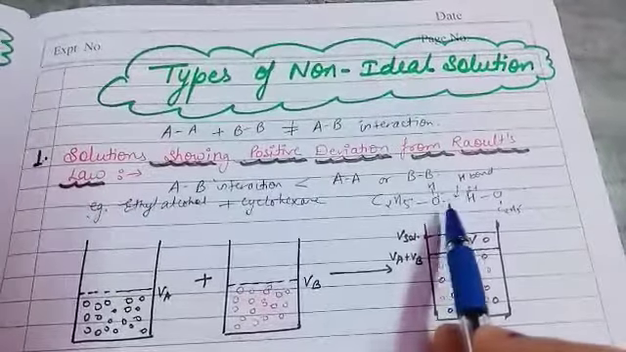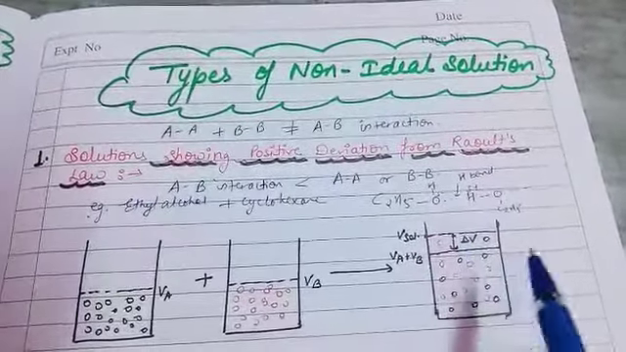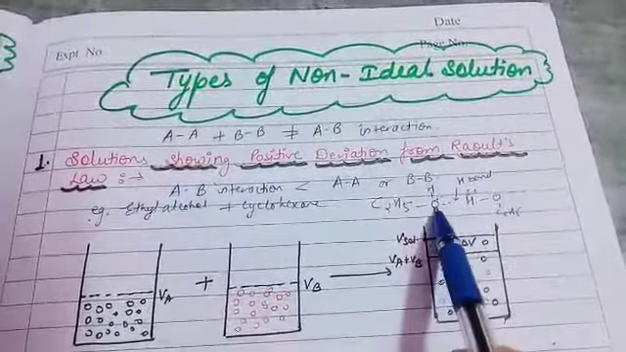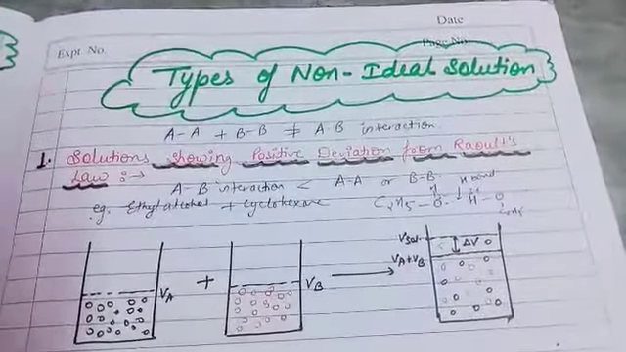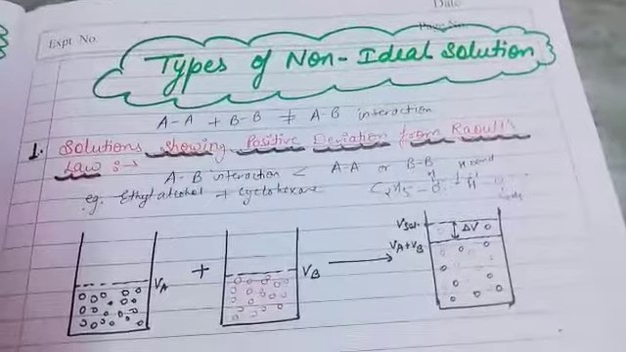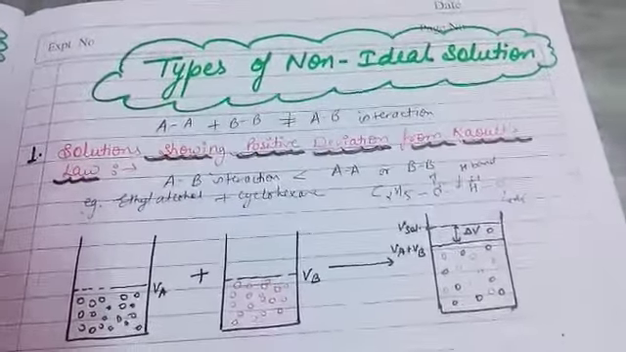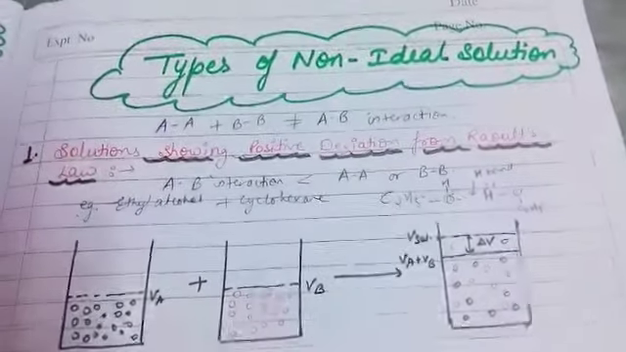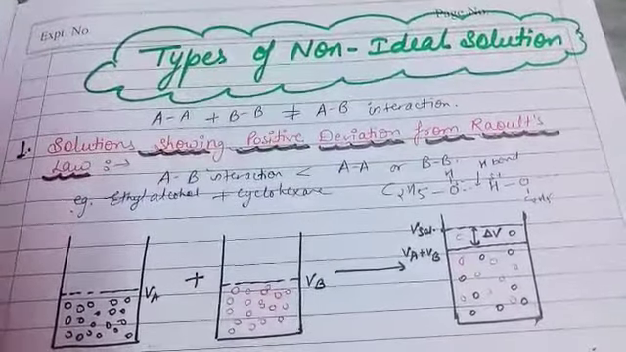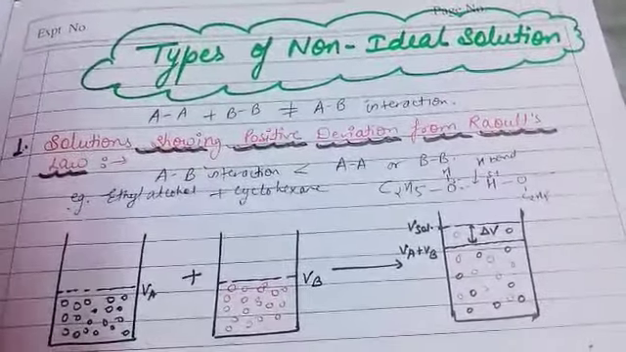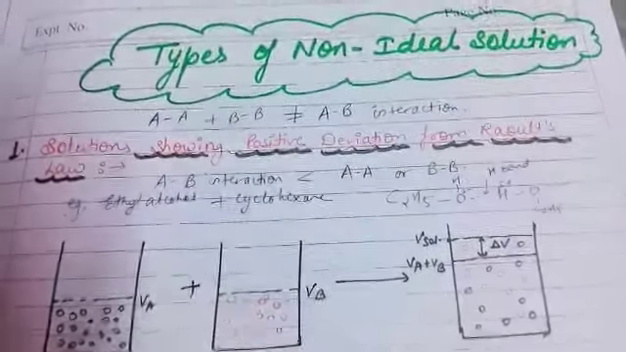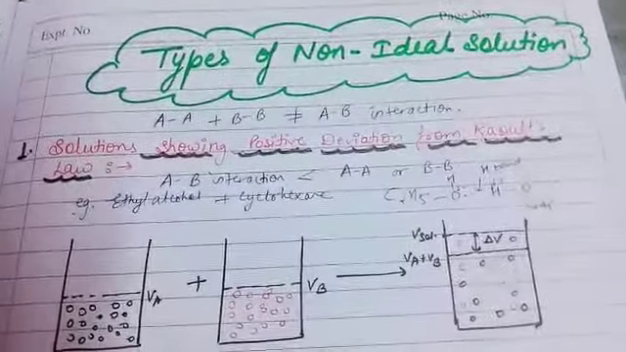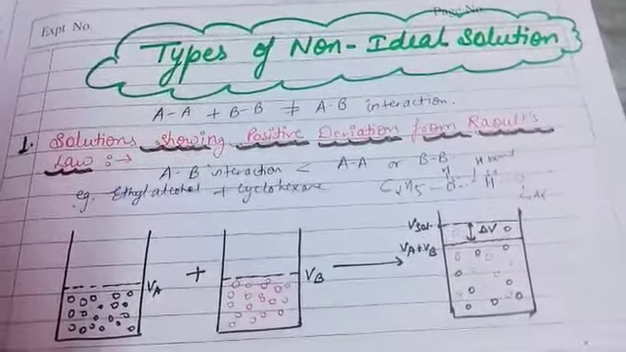When cyclohexane is added, some particles of cyclohexane tend to occupy the space between the ethyl alcohol molecules. Consequently, when cyclohexane is added to ethyl alcohol, some molecules break and the attractive forces in alcohol are weakened. Previously it was a strong hydrogen bond, but now some of the force of attraction is weakened, and the escaping tendency of molecules from the solution increases.